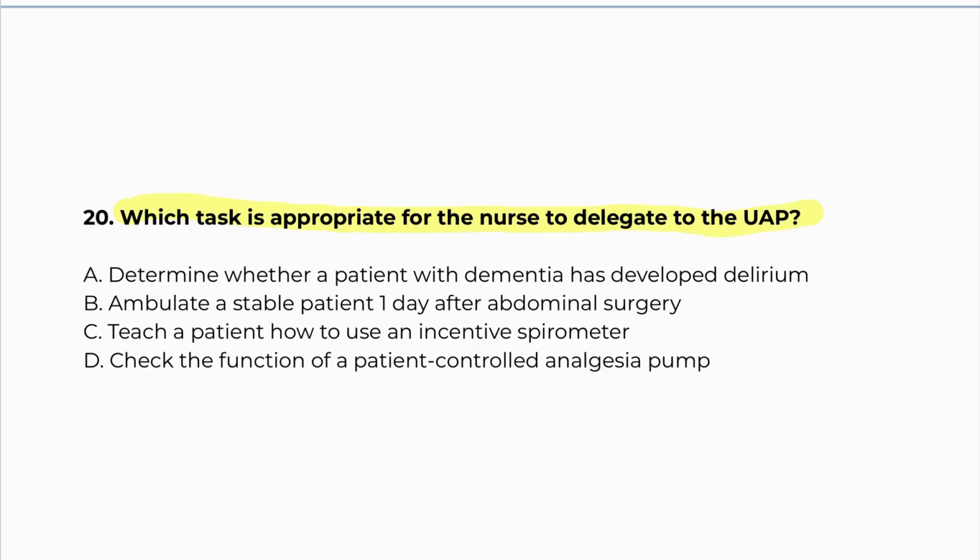Time is up. The one that we could delegate is definitely letter B, right? The other key word in there is stable. That tells you this one would require assessment from us, so that's why it's incorrect. This is health teaching or instruction. And this one, again, assessment from us. So B is the correct answer.